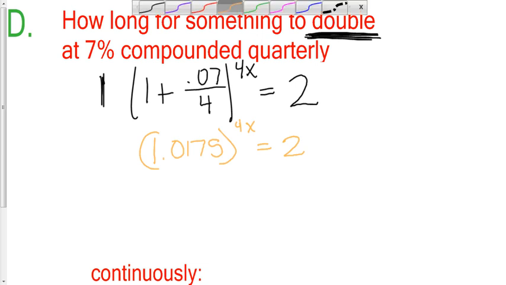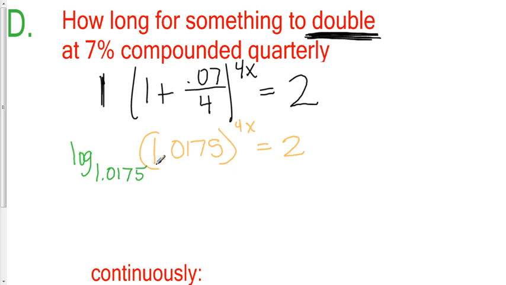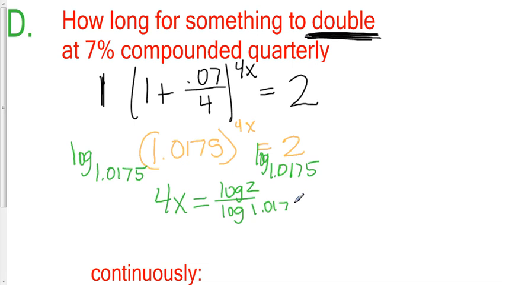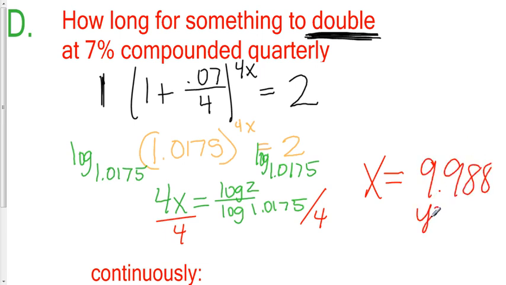equals 2. And then to solve this, you would take log with a base of 1.0175 to both sides. And then you would have 4x equals log of 2 divided by log of 1.0175, because you have to use your change of base formula. And so then solving that, finally you'd have to divide by 4, and so x will equal approximately 9.988 years.